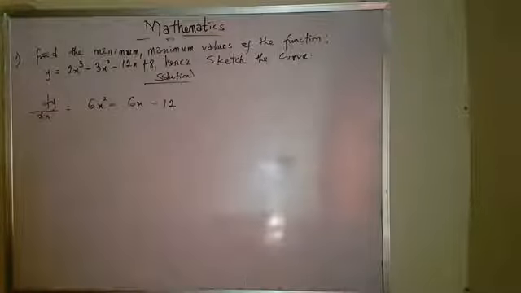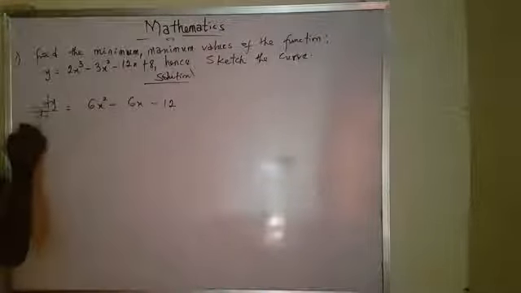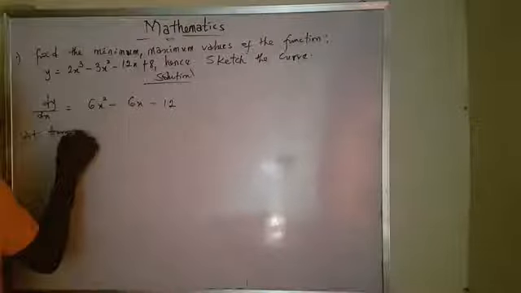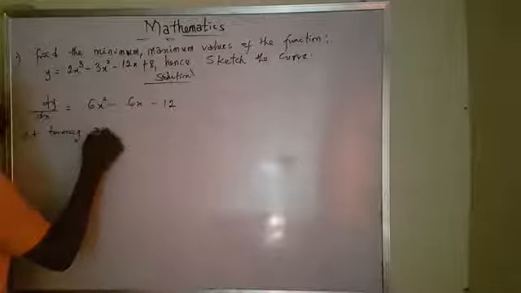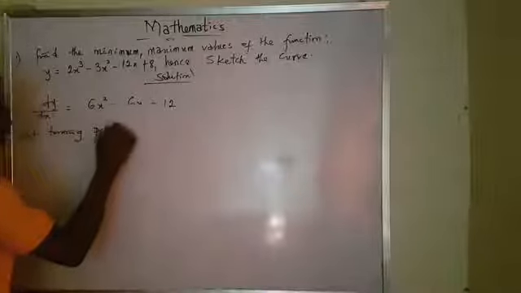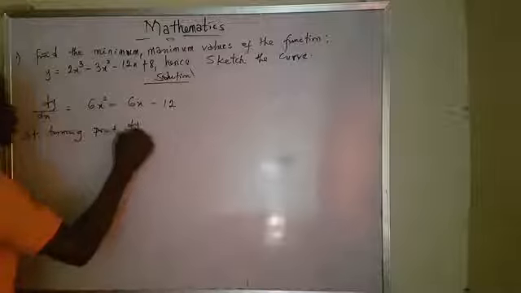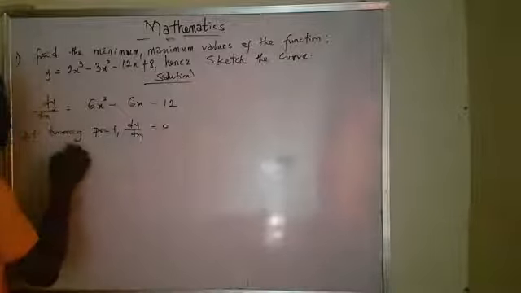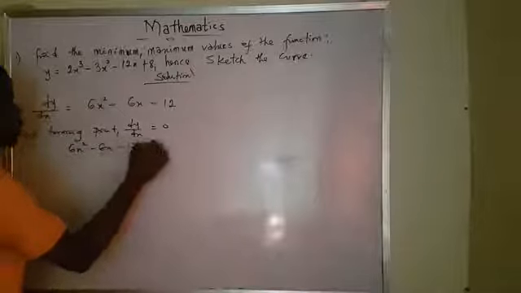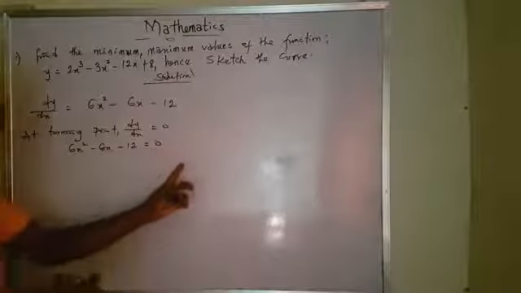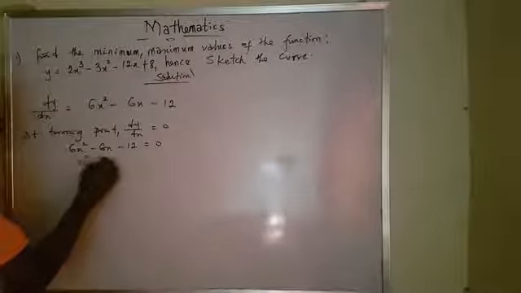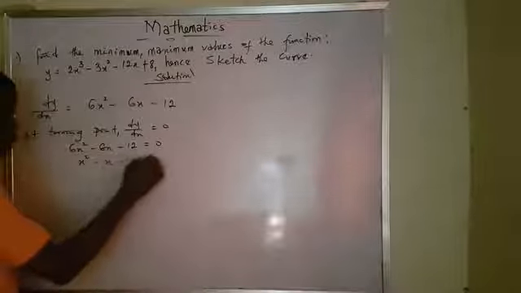Find the turning point. So as turning point, of course, the dy/dx should be equal to 0. So I have 6x squared minus 6x minus 12 equal to 0. Dividing through by 6, I have x squared minus x minus 2 equals 0.